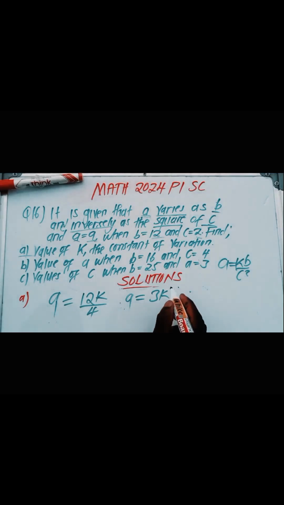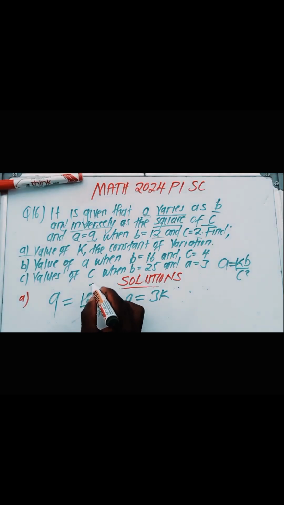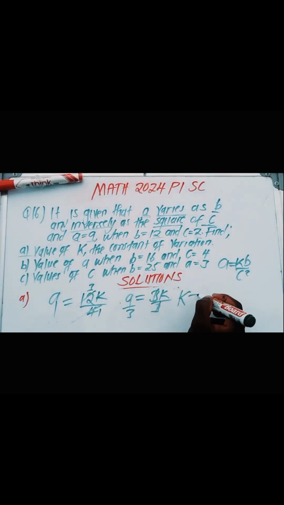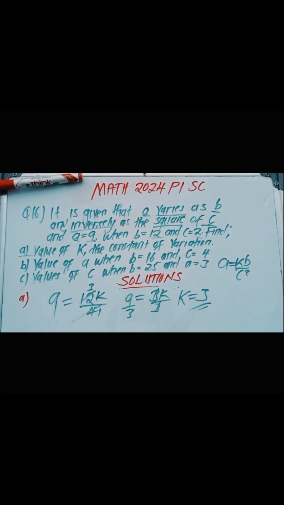Since we are finding the value of k, we have divided this 12 by 4. 4 into 12 is 3, so this is the 3k we are remaining with. Now we want to find the value of k, so we are going to divide both sides by 3 so that we cancel this 3, and our value of k is going to be 9 divided by 3. The answer is 3. I hope you are understanding what I'm teaching.